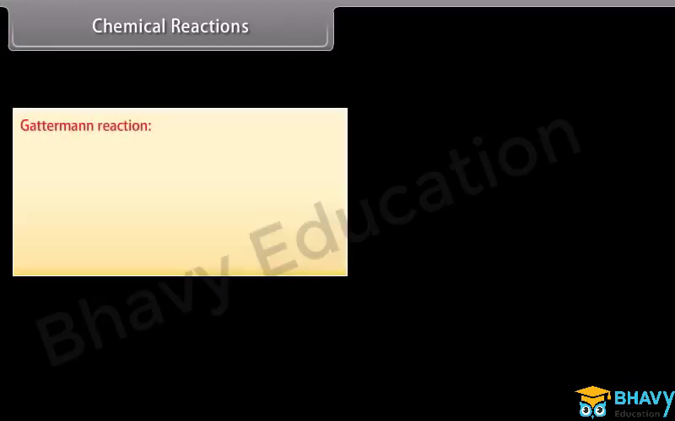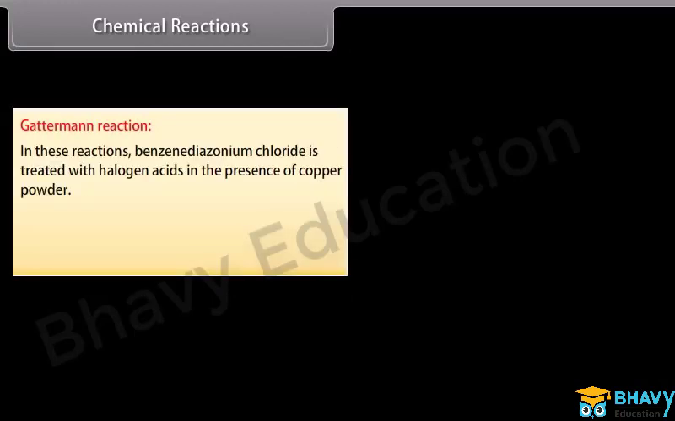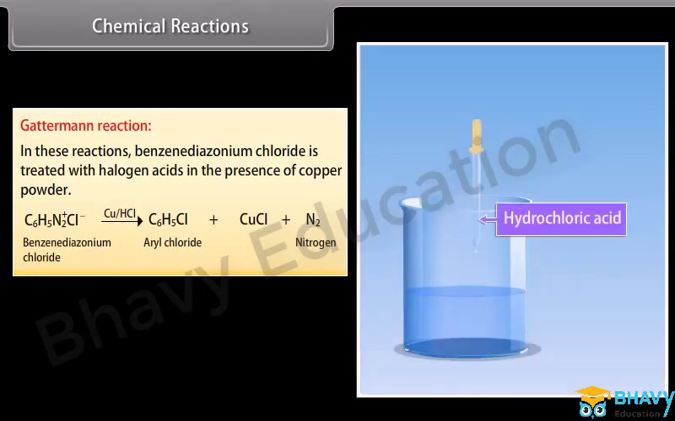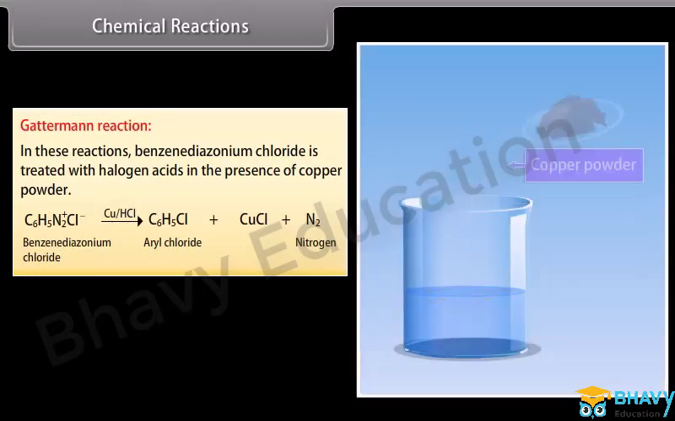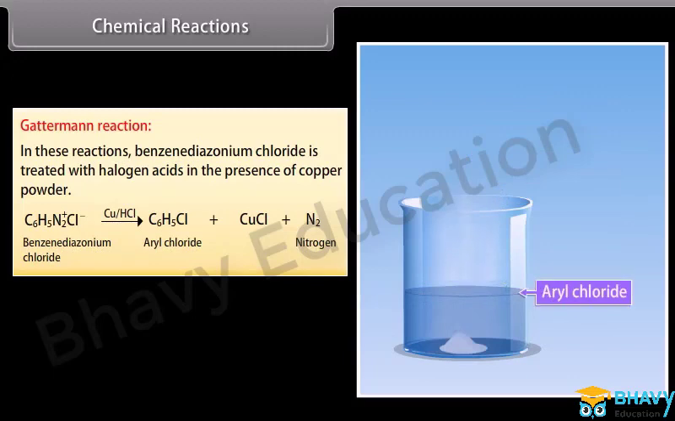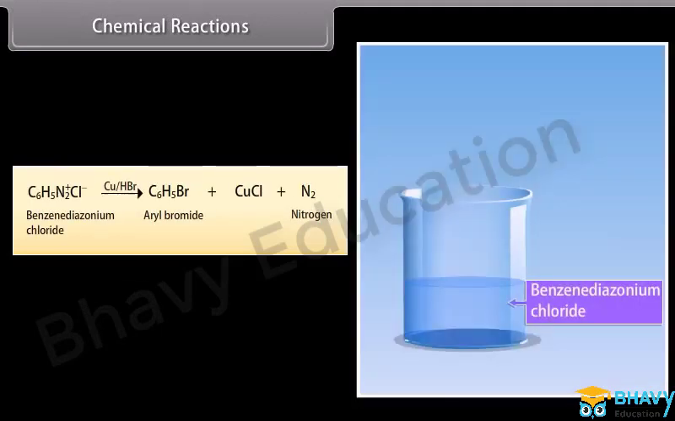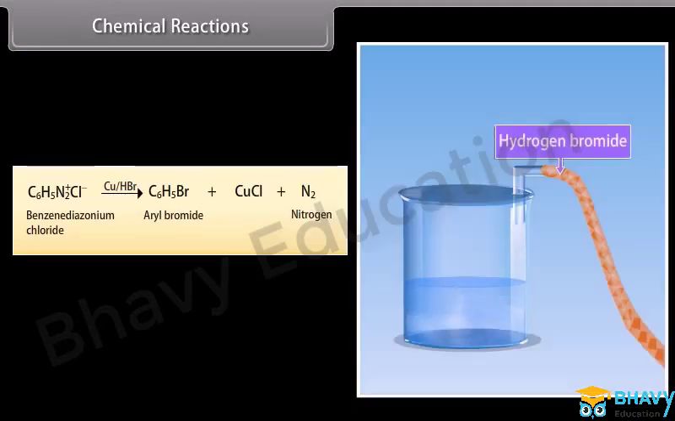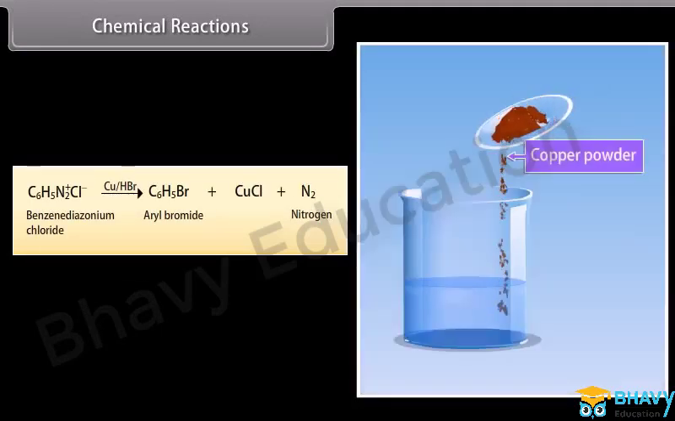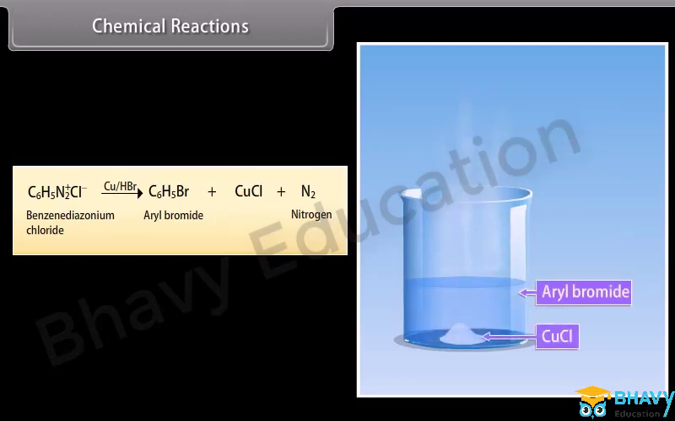Gattermann reaction. In these reactions, benzene diazonium chloride is treated with halogen acids in the presence of copper powder. Benzene diazonium chloride reacts with hydrochloric acid and copper powder to yield aryl chloride, cuprous chloride and nitrogen gas. With hydrogen bromide and copper powder, it yields aryl bromide, cuprous chloride and nitrogen gas.